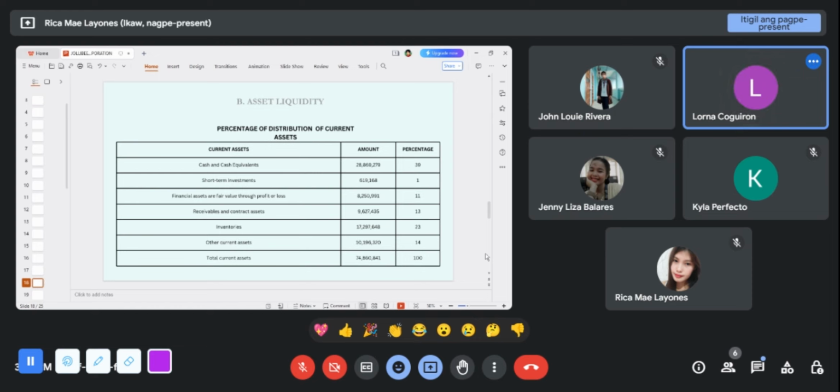8,250,991, percentage 11. Receivables and contract assets, 9,627,435, percentage 13. Inventories, amount 17,297,648, percentage 23. Other current assets, 196,320, percentage 14. Total current assets, 74,860,841, percentage 100.